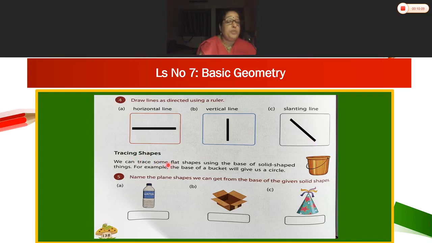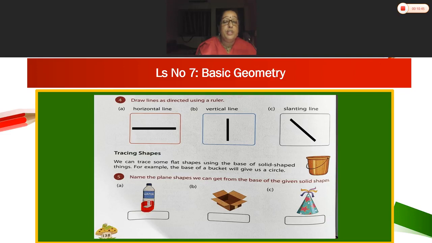Now tracing shapes. We can trace some flat shapes using the base of solid shaped things. For example, the base of a bucket will give us a circle. You can see the base is a circle here. So we have to see the base. Fifth, name the plane shapes we can get from the base of the given solid shape. Now in this Bisleri bottle, what can you see at the base, children? Tell me what you can see at the base.